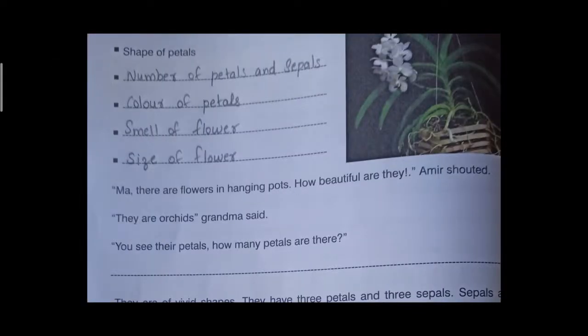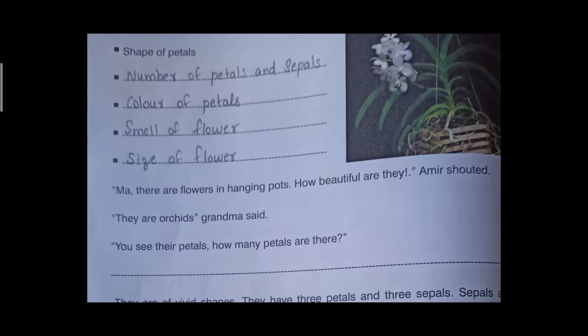So here I have mentioned some of the different qualities of a flower. We know that flowers are different from one another. So we can write here the qualities of flowers, how they are different. Shape of the petals will be different. Number of the petals and sepals will be different.